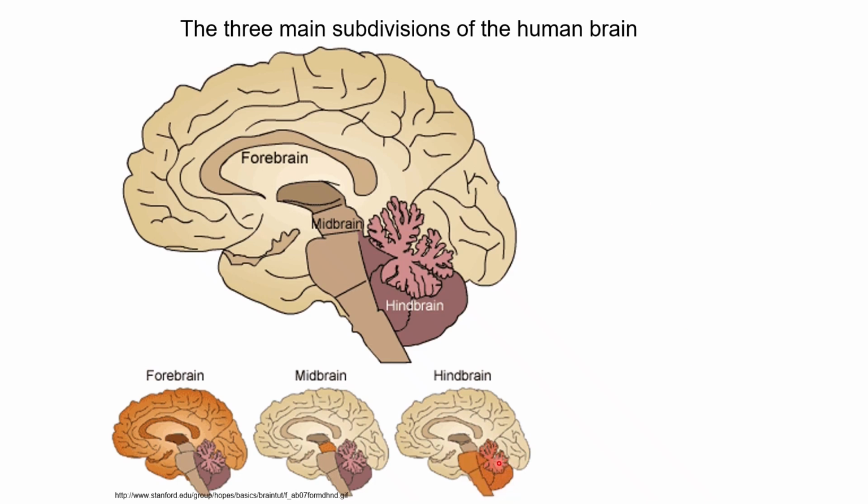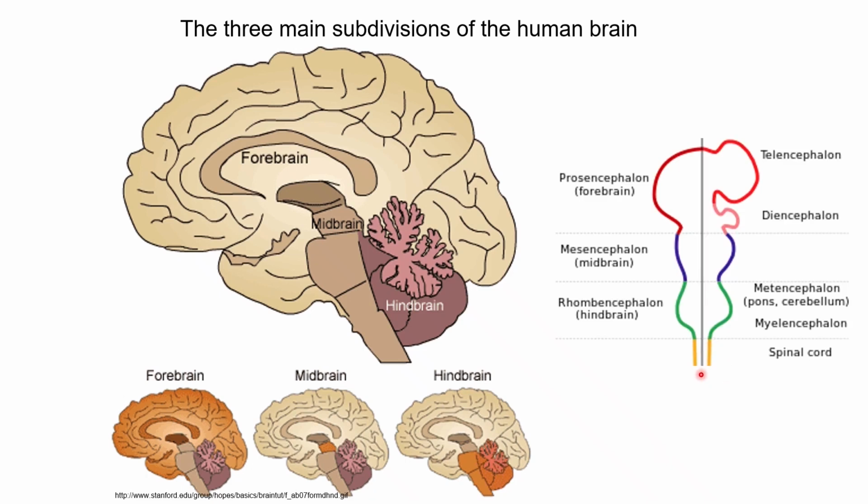These three parts of the brain are actually segregated when the brain is forming in the embryonic stage. So the forward part of the brain at that stage is called the forebrain, the middle part is the midbrain, and the last part is the hindbrain. And then these parts further develop and form into these more complicated structures over time.